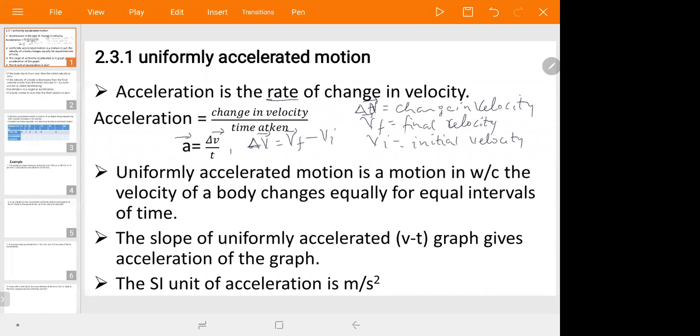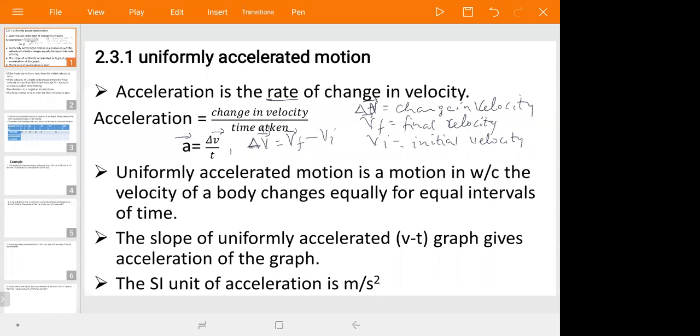So to calculate the acceleration of a body, you must take the difference between final and initial velocity as the change in velocity, divided by the time taken. By doing this, we can find the acceleration of a body. Therefore, acceleration is the rate of change in velocity.